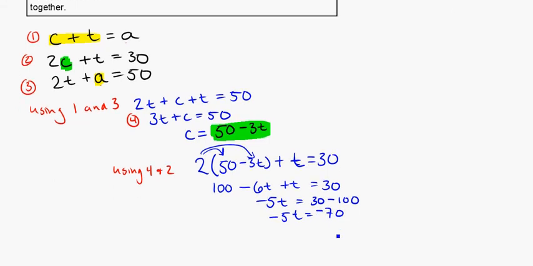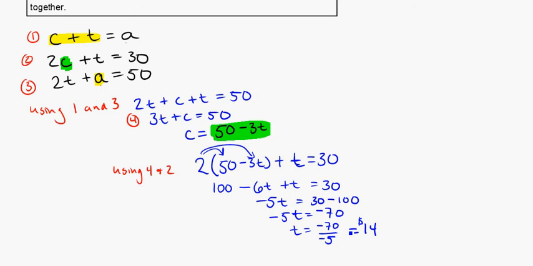And in our last step here, negative 5t, that's negative 5 times t. So we're going to divide. t is equal to negative 70 over negative 5. The negative divided by negative cancels out, and we end up getting 70 divided by 5, which is 14. So one teen ticket costs us $14.